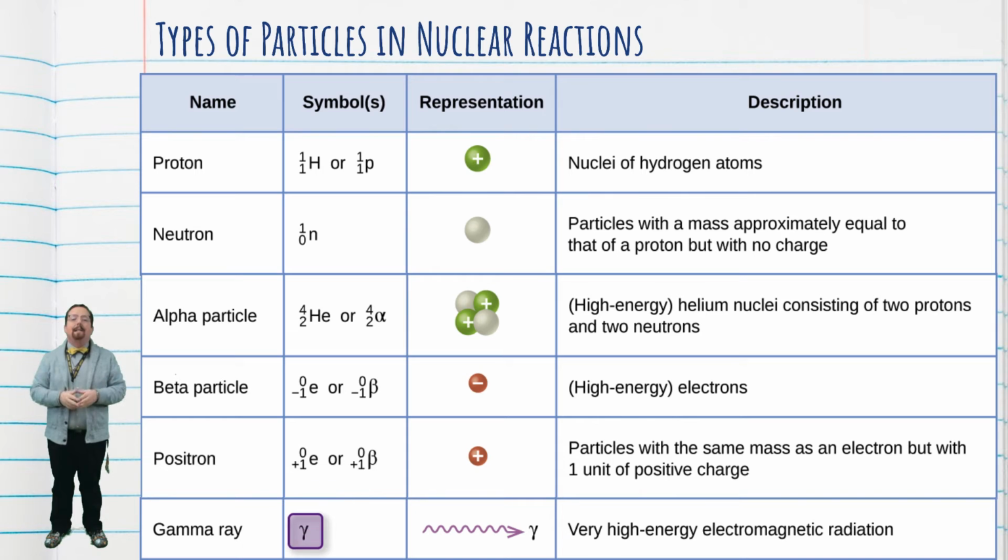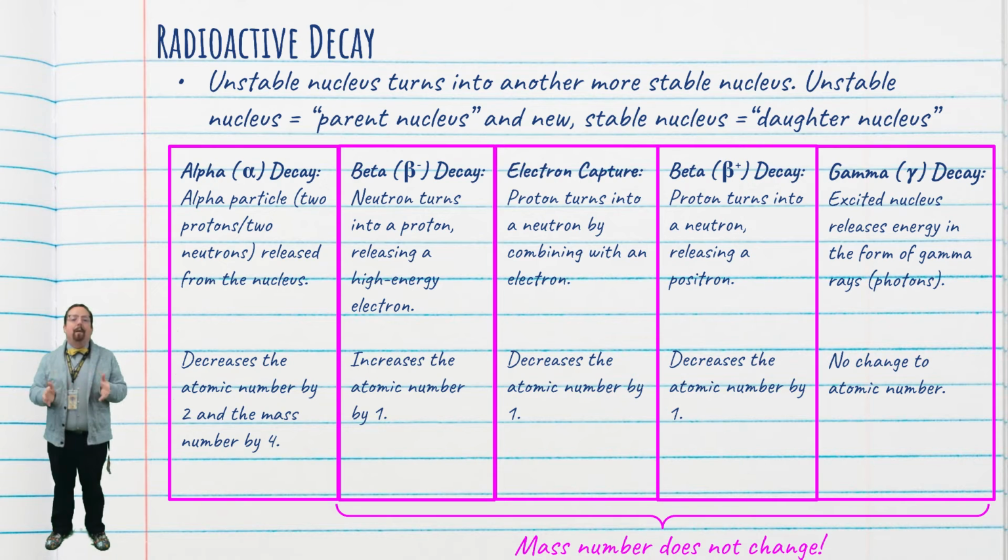Last but not least is the gamma ray. Gamma rays are just very high energy photons or light particles. Like any other type of electromagnetic radiation, radio waves, visible light, X-rays, etc., these photons travel in waves. Gamma rays have extremely short wavelengths and therefore have a lot of energy. Gamma rays do not have any mass or charge, so sometimes we write them without any numbers, but sometimes we'll write it with zeros for both the subscript and superscript. Now that we know the particles involved, let's talk about the 5 types of radioactive decay.